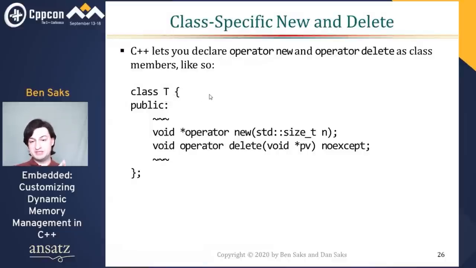So what you could do is that if it turns out that objects of type T and type U and type V are all of the same size, you could write it so that the class-specific new and delete for T and U and V all pull from the same memory source on the back end. So that is a technique that you can use. I'm just going to show it to you for one type, but it's relatively easy to generalize to use the same pool for several types. Okay.